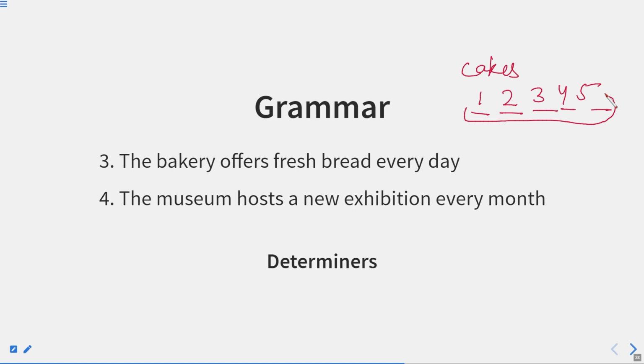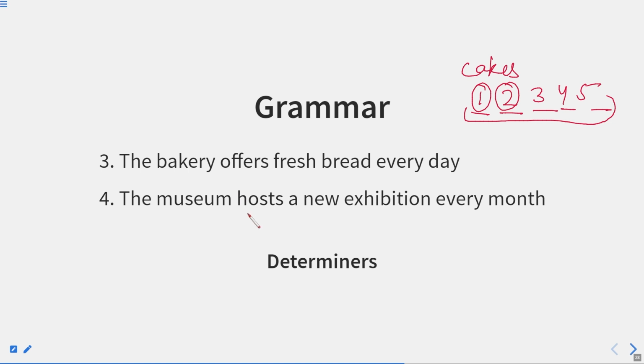But if I say each cake has a chocolate flavor, it means I'm focusing on the first one, on the second one. It means the first one has the chocolate flavor, the second one also has the chocolate flavor, the third one also, the fourth one also, and the fifth one also has the chocolate flavor. But if I say every cake, it means I'm talking about all the cakes at one time, but individually. And if I say all the cakes have, it means I'm considering them all at a particular time.